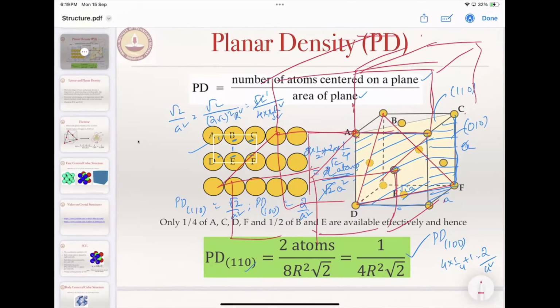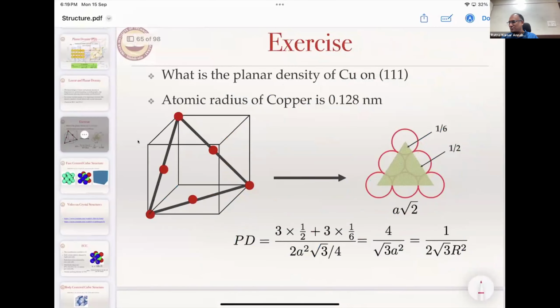I'm just trying to understand how we are sharing by 1/4. No, what you are saying is correct. That's what I wanted to get to, because when you do the 111, you will get the clarity. So let me show you the 111 scenario.